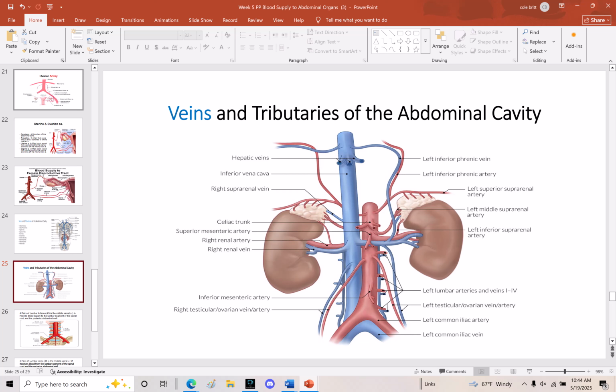Down here you've got lumbar veins. Lumbar veins come off the IVC. All right, so the inferior vena cava is made up of the common iliac veins. Common iliac veins drain the pelvis, the internal organs. So if you have some sort of cancer or some sort of pathology in the pelvis, it can and will end up eventually in the IVC and potentially in the lumbar spine.